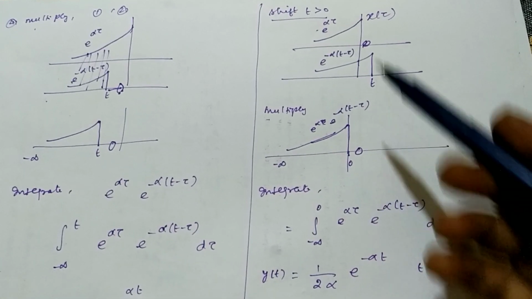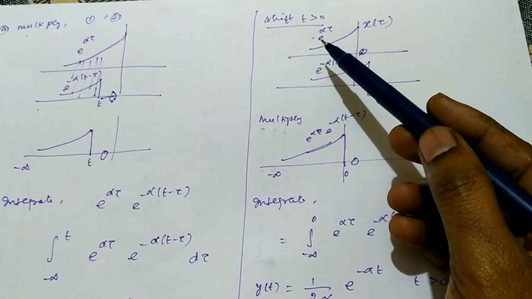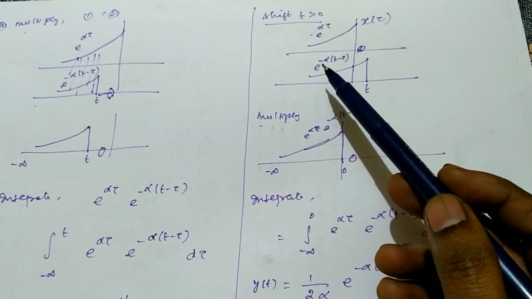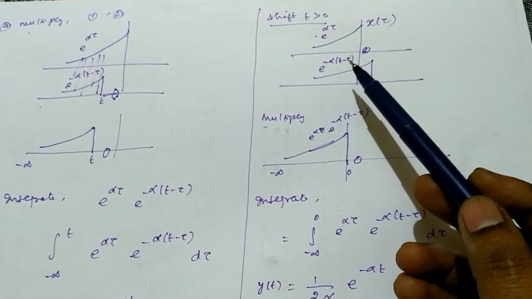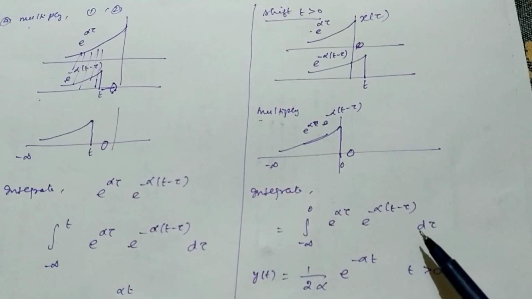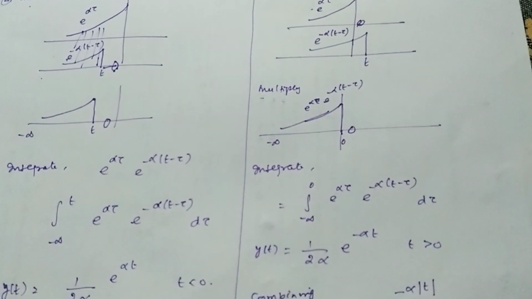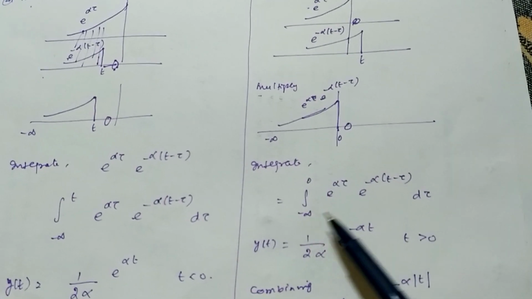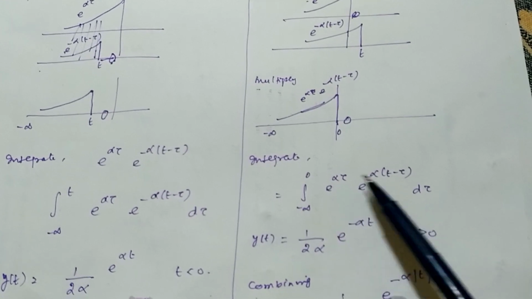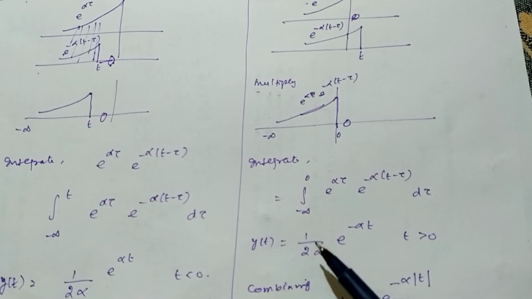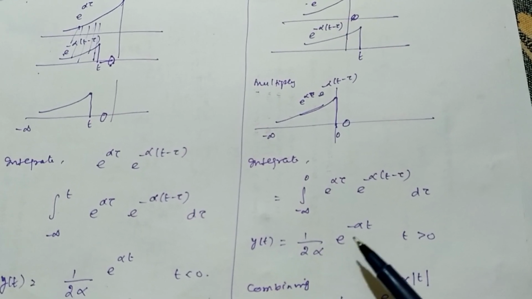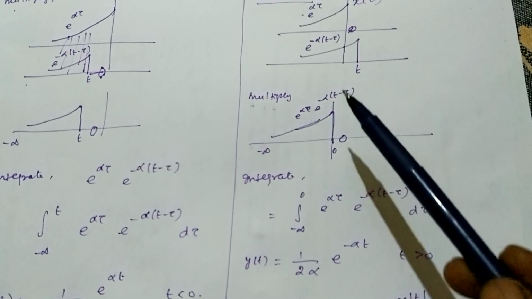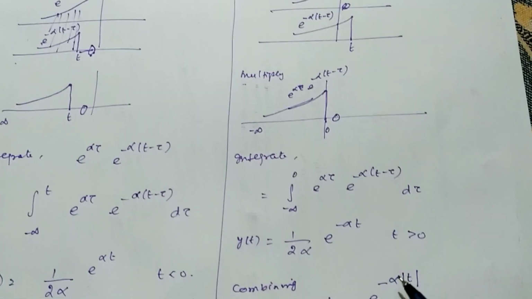So this signal value is e power alpha tau, and this signal value is e power minus alpha t minus tau, d tau. The limit is from minus infinity to 0. When we simplify this step, we have the answer y of t is equal to 1 over 2 alpha e power minus alpha t for the positive shift. So for the positive shift, we have the answer like this.